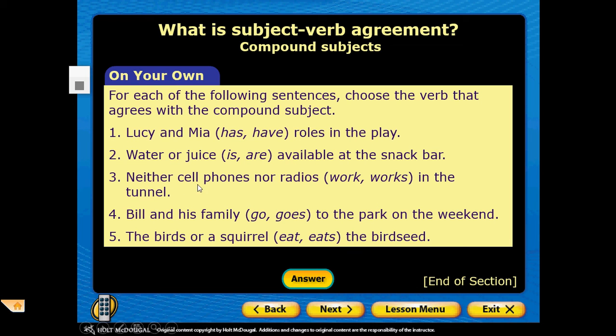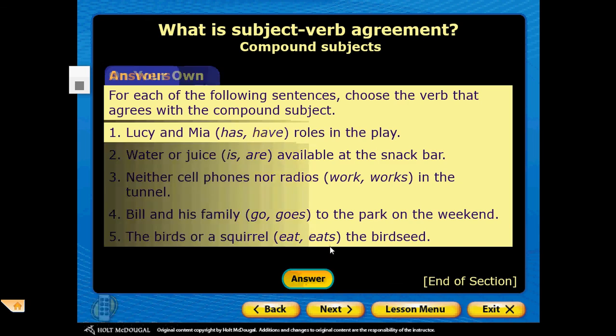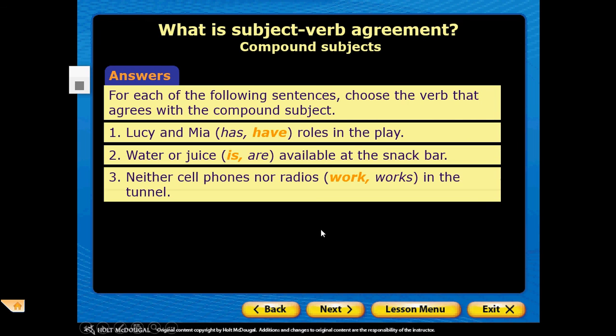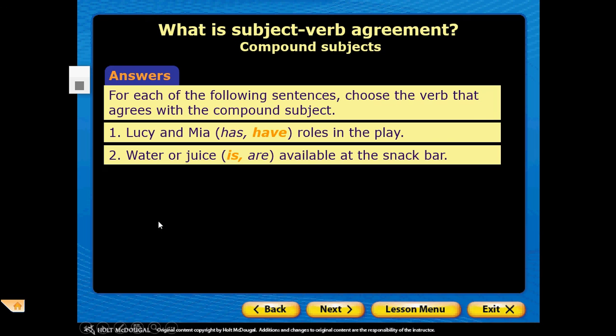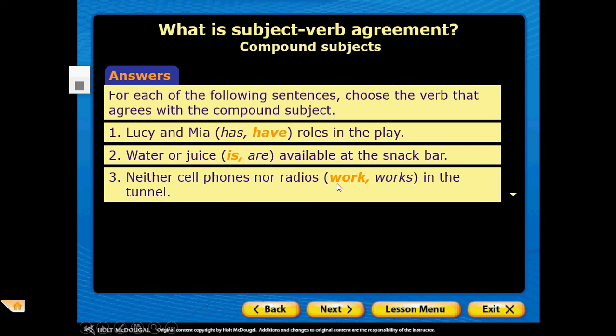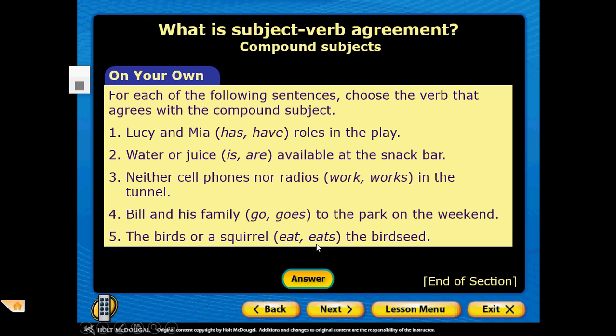Neither cell phones nor radios work in the tunnel. So both subjects are plural, so it's not much of a hassle here. Both are plural, therefore we are going to use the verb without the S, because we have enough S's, as we said before, with the noun. So, neither cell phones nor radios work in the tunnel. That's absolutely right.